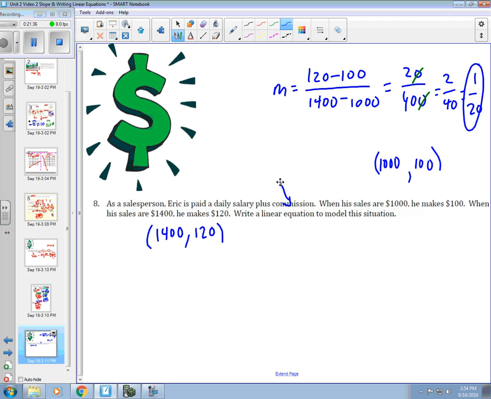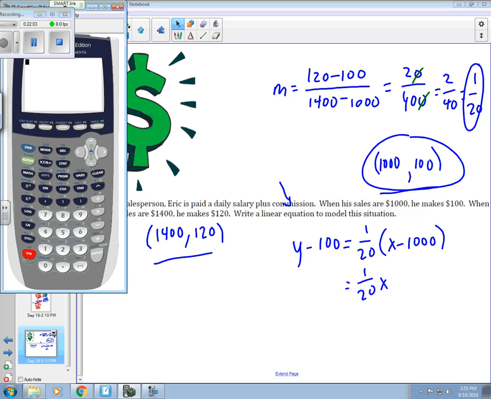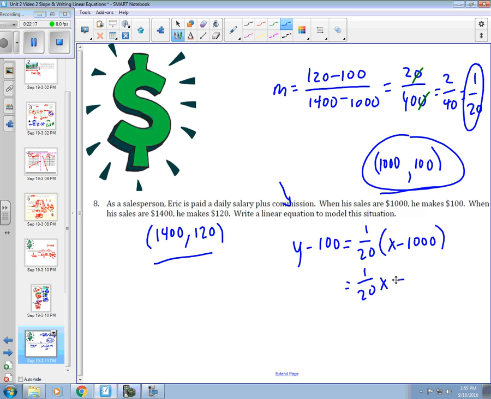Okay, now pick one of the 2 points, this one or this one, and put it in a point slope form. So we got y minus, let's just use this first one here, 100 equals our slope, x minus 1,000. Distribute, so you got 1 over 20x, 1 over 20 times 1,000. You could do that, that'd probably be a good one for the calculator here, or you should be able to do it without it. 1 over 20 times 1,000 should give us, I think, 50. Yep, 50. And it will be minus 50 because it's minus it.